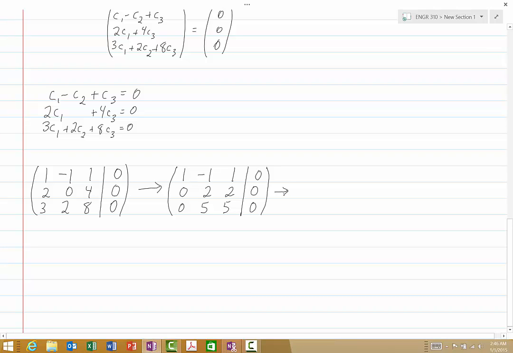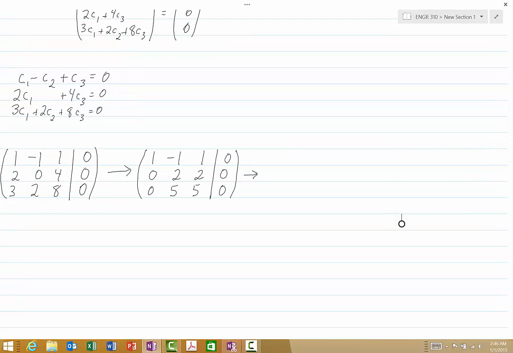Now, what I will do next, we want to eliminate this 5 here. The easiest way to do this is to multiply the second row by -5/2 and add it to the third row. Now, in previous work, I've tried to avoid fractions, but notice that if we multiply the second row by -5/2, it actually will not introduce any fractions. So let's go ahead and do that.